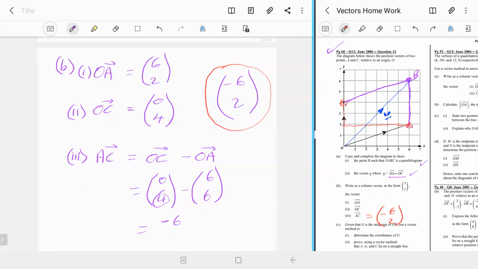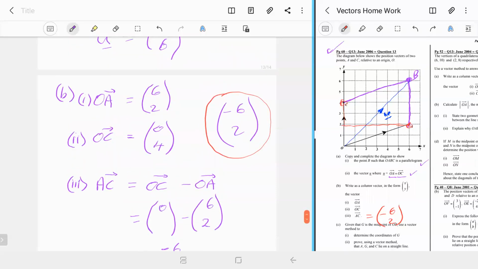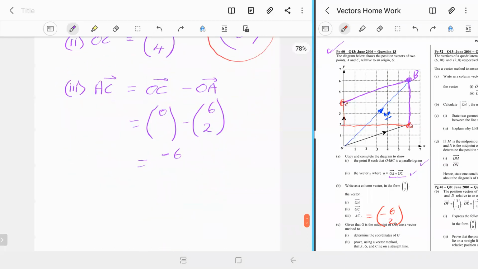Something is wrong. It's 6, 2, not 6, 6. OA, sorry, OA is 6, 2. So 0 minus 6 is negative 6, and 4 minus 2 is 2. So that's it. That proves it. That is AC.